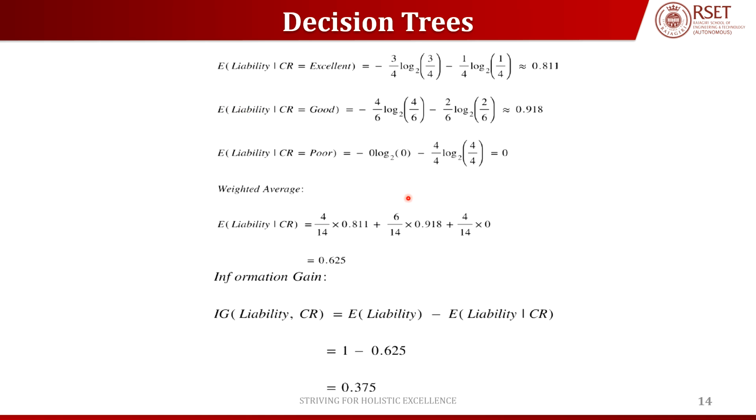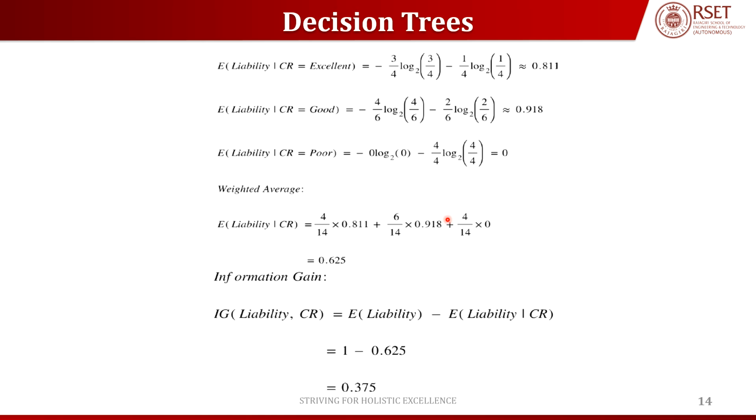So here we are going to calculate the entropy for each child node. First we calculate the entropy for each of the 3 groups or child nodes, which are created by the split on credit rating from the previous step. First is the excellent group, then the good group. In the excellent group, there are 4 observations: 3 normal and 1 high. For the good group, there are 6 observations: 4 normal and 2 high. Then the poor group has 4 observations with 0 normal and 4 high.